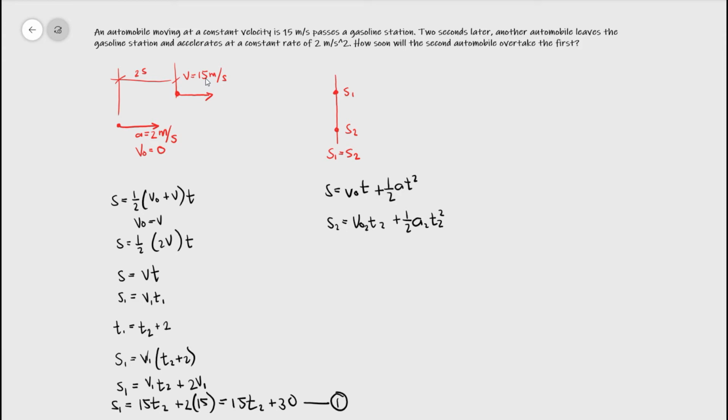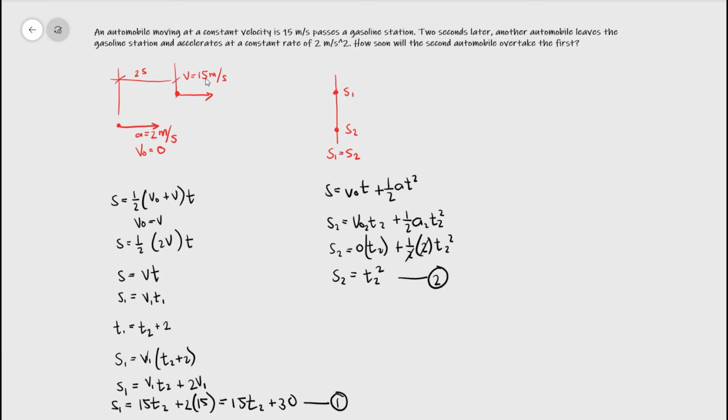Now, for the second car, since we know that the moment after 2 seconds the first car passes the gasoline station, the second car accelerates. Therefore, we can say that v sub o, or the initial velocity of the second car, is equal to 0. So s sub 2 is equal to 0 times t sub 2 plus 1/2, and the acceleration of the second car is given from the problem as 2, times t sub 2 squared. Now, for s sub 2, this one will cancel out. Therefore, our s sub 2 is equal to t sub 2 squared.